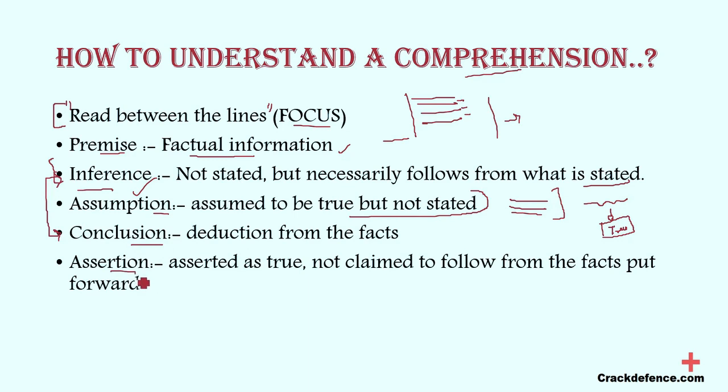Then here is the assertion, asserted as true, not claimed to follow from the facts but put forward. So here comes certain information where they give you certain statements, evidence and all, and then comes the assertive sentence which is being asserted. So it may have certain relation with the information or it may not, but you have to keep every statement which is being asserted as true, because ultimately that will be the right answer irrespective of the information.